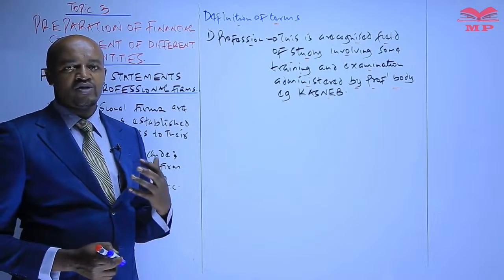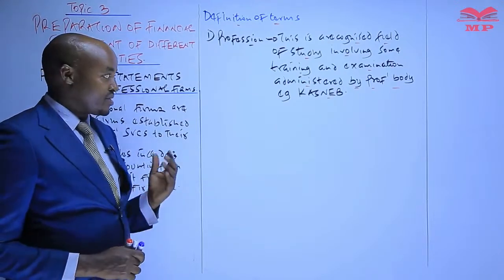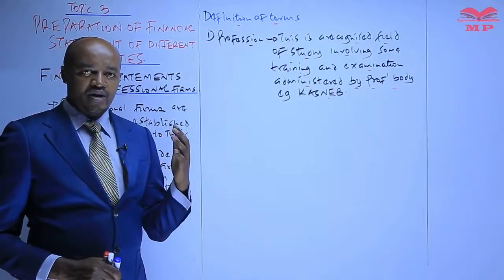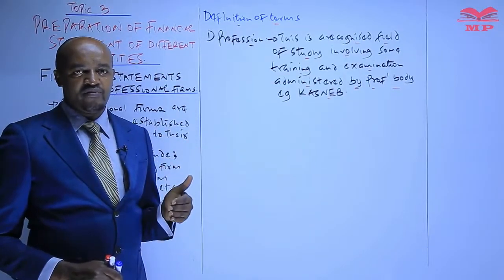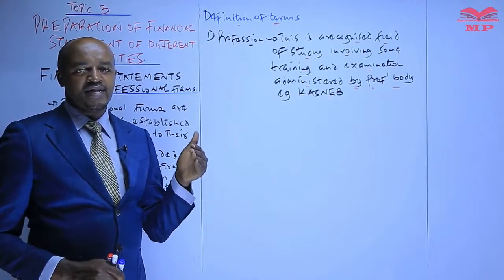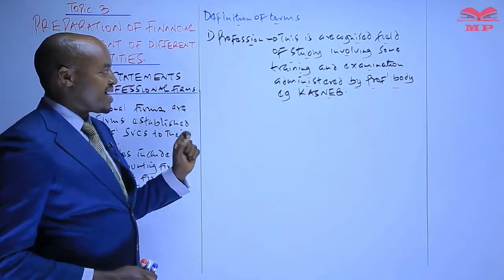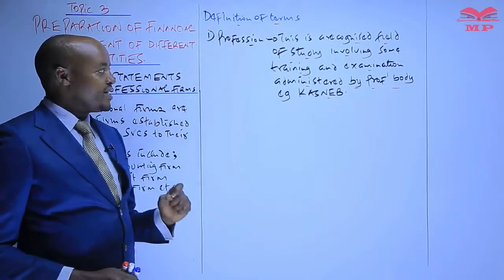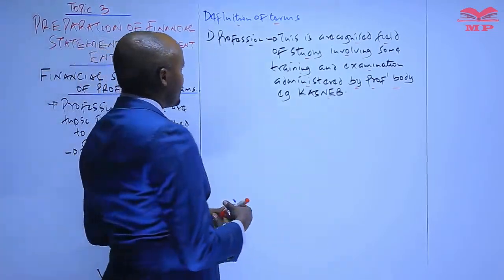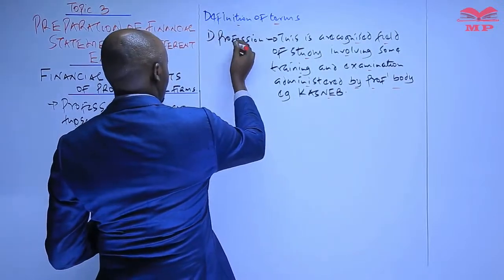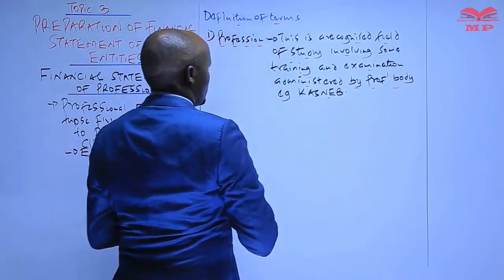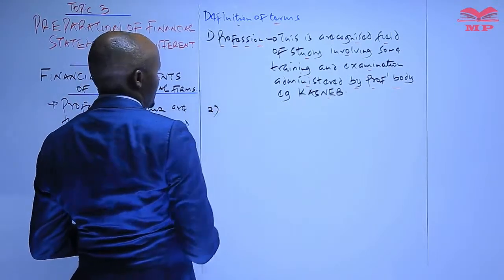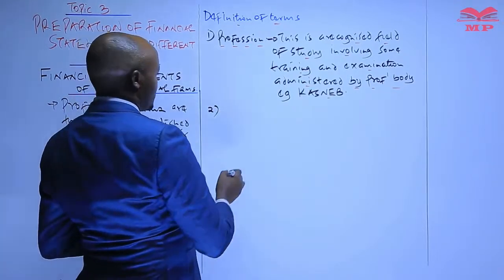You need to attend a college which is offering some professional courses such as CPA, such as ACCA. You go through that training, and by the end of the day you have to sit and pass a certain exam which is administered by a professional body, e.g. Kasneb, e.g. ACCA, and so on. That's why we are saying that a profession is a recognized field of study.